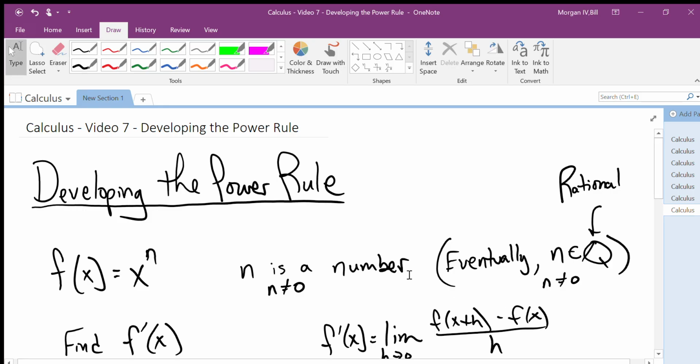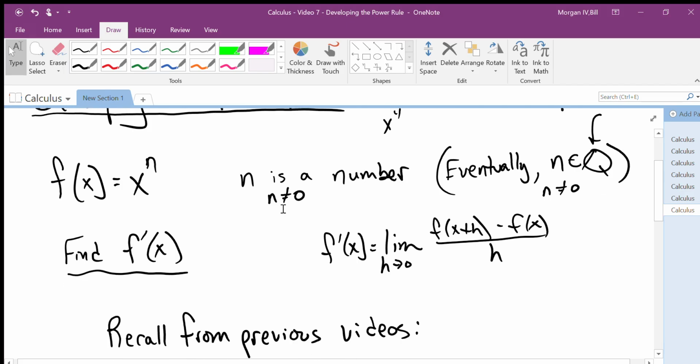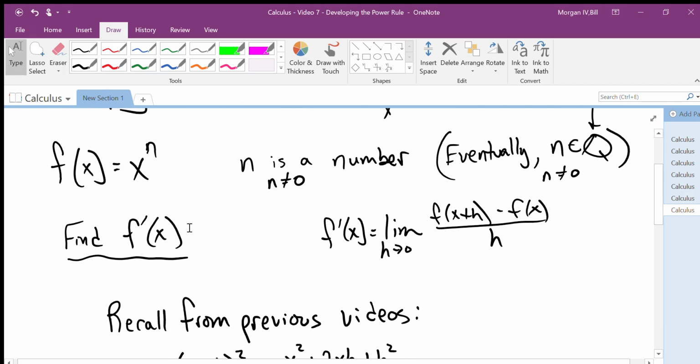But you're picturing things like this, right? You're picturing things like x squared, x cubed, x to the fourth, x to the fifth, x to the sixth. You know, what is the derivative function of those kind of powers, if you will, right? X to certain powers. So our goal today is to find f prime of x for f of x is equal to x to the n. We don't know what number n is. We're using that as an unknown constant.